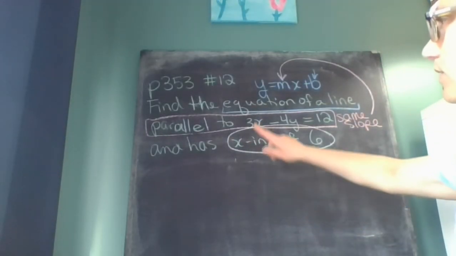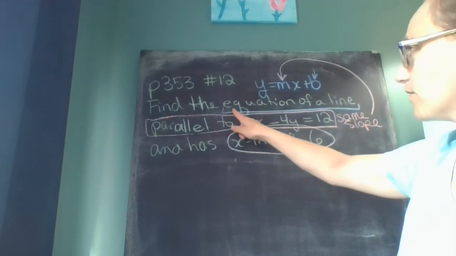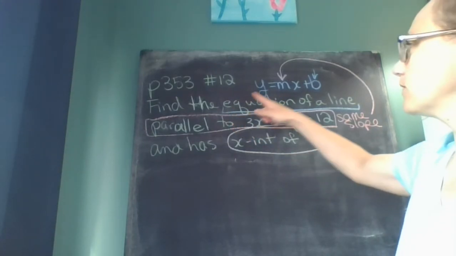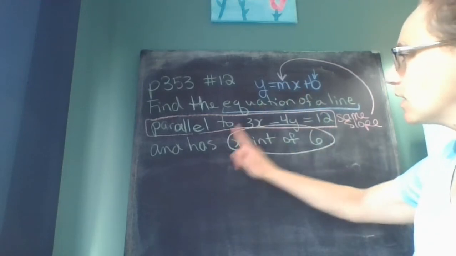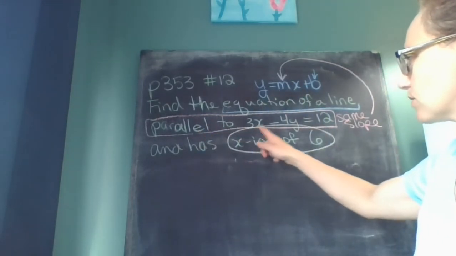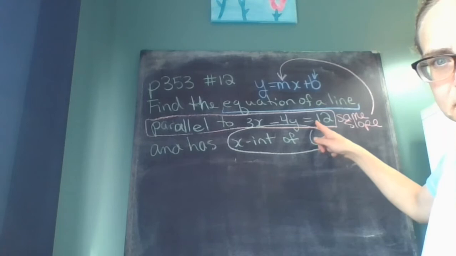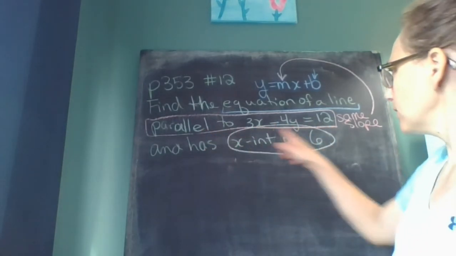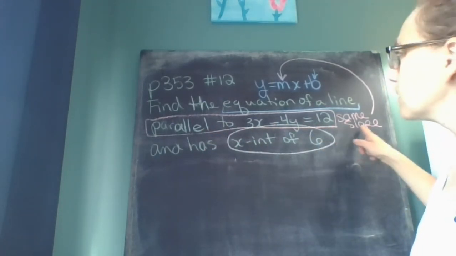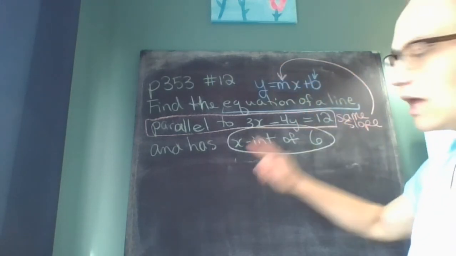All right, let's look at this question from our textbook. We want to find the equation of a line. Remember, equation of a line means y equals mx plus b. We want it to be parallel to 3x minus 4y equals 12. So that's a different line. But because they're parallel, they're going to have the same slope. So that's going to help me get my m value.